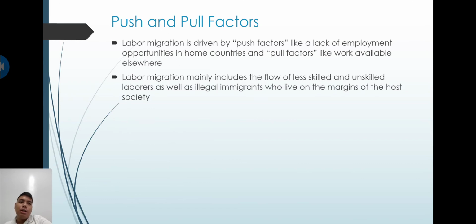Labor migration mainly includes the flow of less skilled and unskilled laborers, as well as illegal immigrants who live on the margins of the host society. So more or less, labor migration mostly affects those who are less skilled to unskilled workers and illegal immigrants.